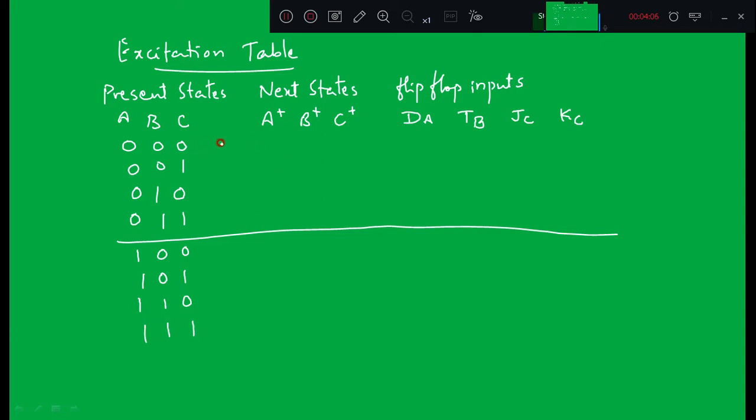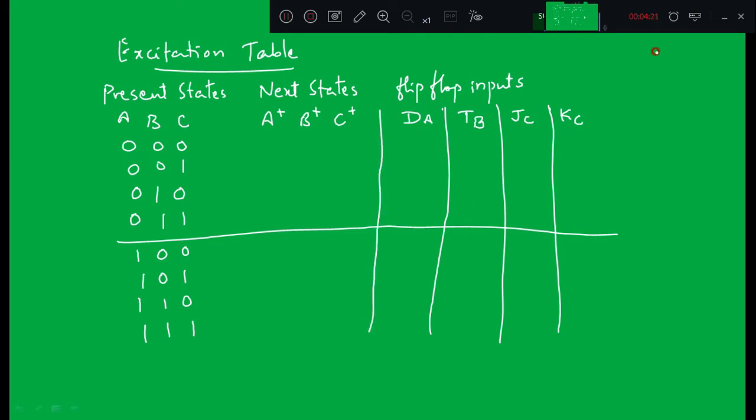Okay. So next, we cannot fill the next state columns yet, right? So next we will fill out the values of DA, TB, JC and KC by referring to those Boolean expressions. What is the Boolean expression for DA? It is B and C. TB is 1, right? And JC and KC are both the same, equal to B bar, right?